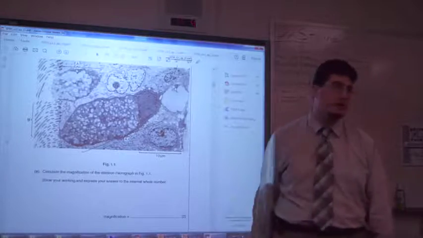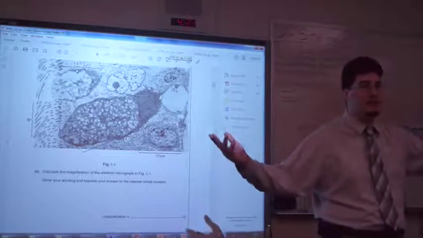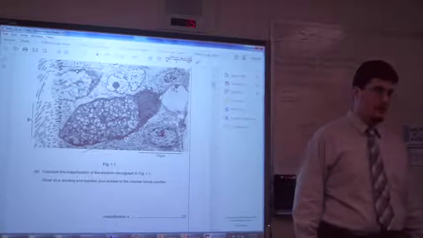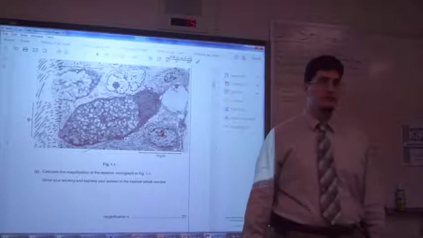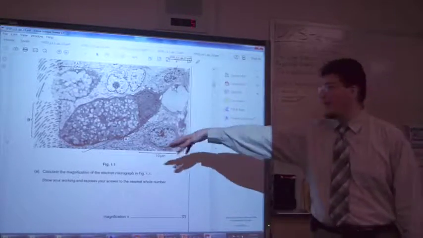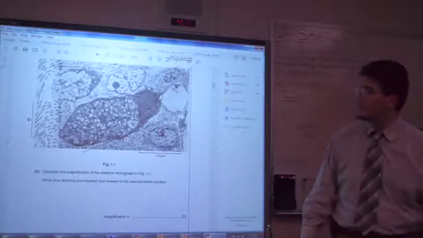A equals 10 micrometers. The image size is, let's say, 10 millimeters. That means the magnification is 1,000. Just making my math easy. It may not be 10. This is definitely not, because this is a smart board. It's bigger than that, for sure.